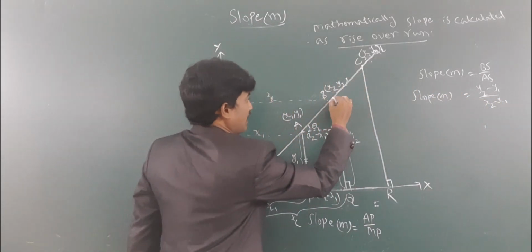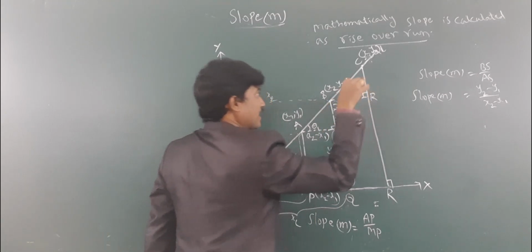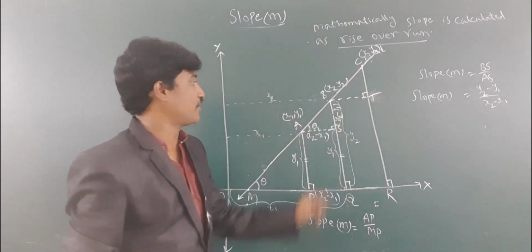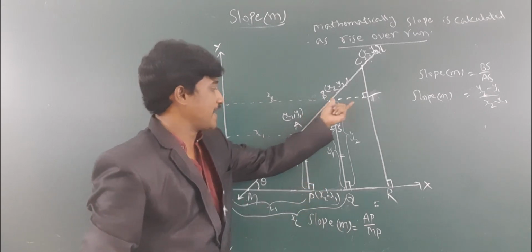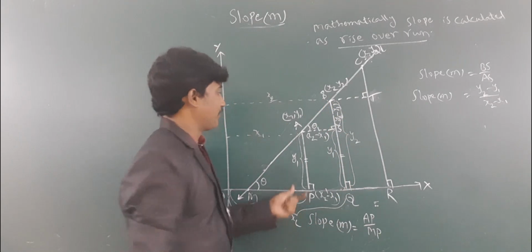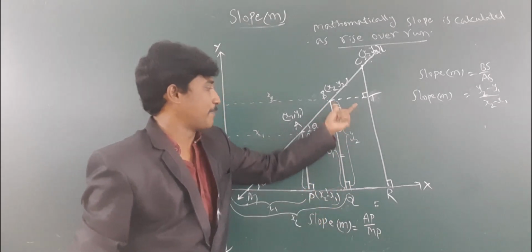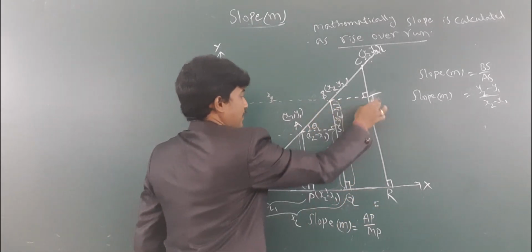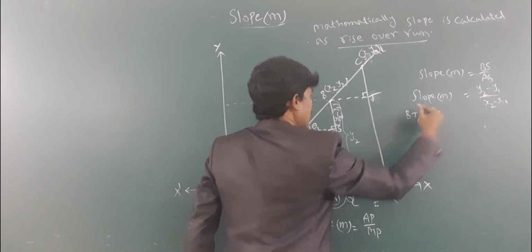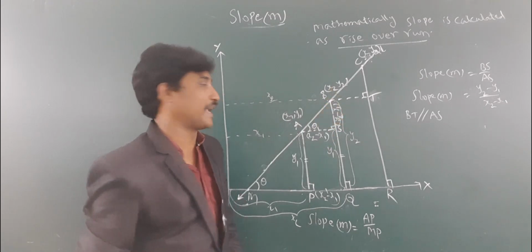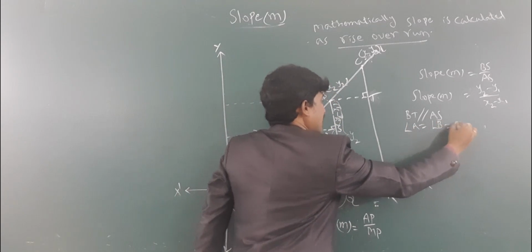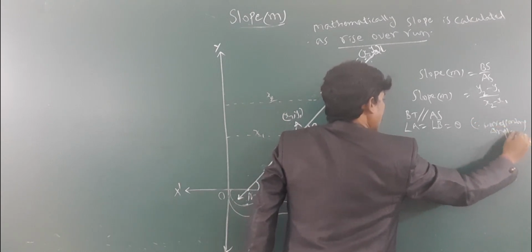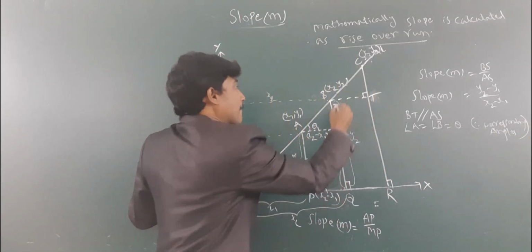Now, let us draw BT perpendicular to CR. Here BT is parallel to QR and AS is parallel to PR. BT is parallel to the x-axis, AS is parallel to the x-axis. Lines parallel to the same line are parallel, so BT is parallel to AS. So angle A and angle B are corresponding angles. Angle A is equal to angle B is equal to theta, since corresponding angles are equal in the case of parallel lines.